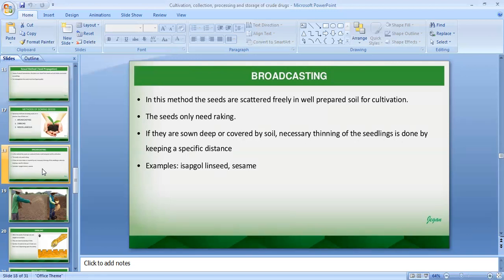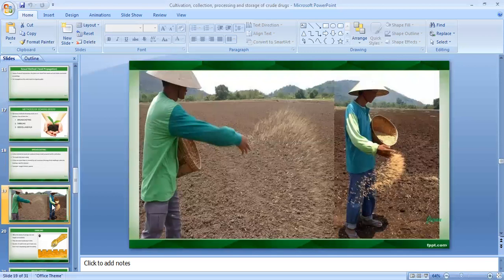For example, we can propagate the plants isabgol, linseed, and sesame by the broadcasting method in the field. This is the picture of the broadcasting method for the propagation of seeds.